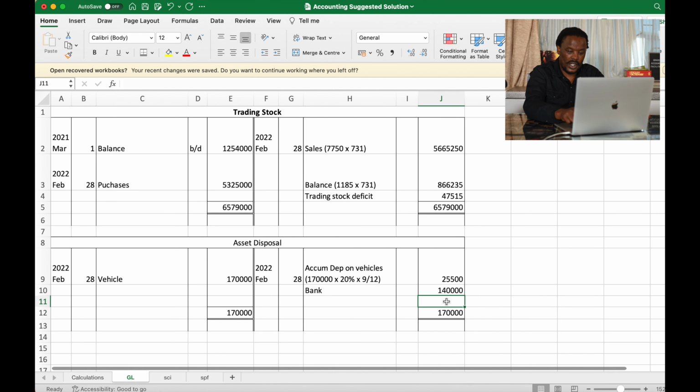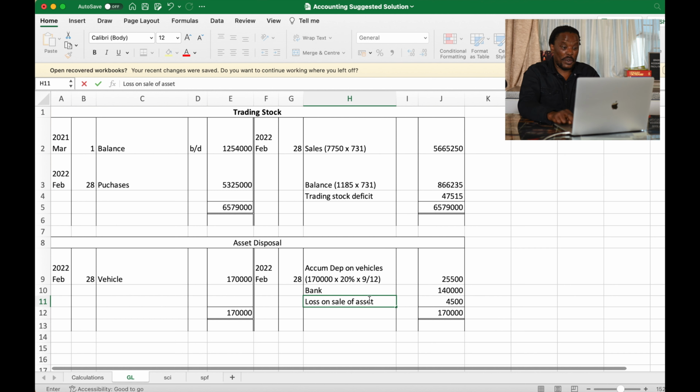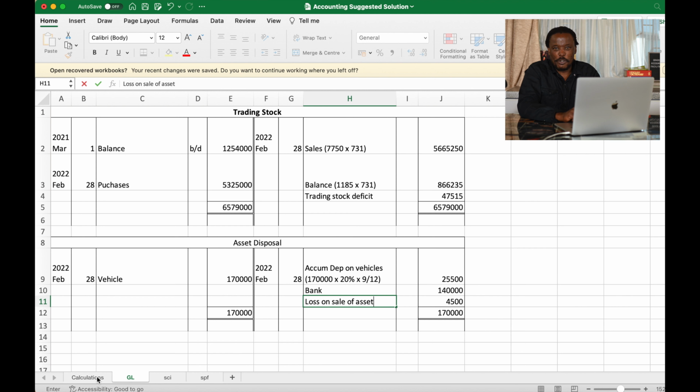Right, we get this total of 170,000. So this equals 170,000 minus the first one, accumulated depreciation, minus the amount which it was sold for, and then we get this. And because it is on the credit side, it becomes the loss on sale of asset.